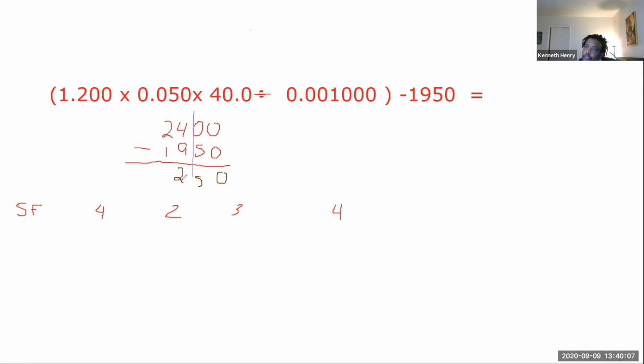Is it right? Should be 3, right? Isn't it going to be 450? You're correct.